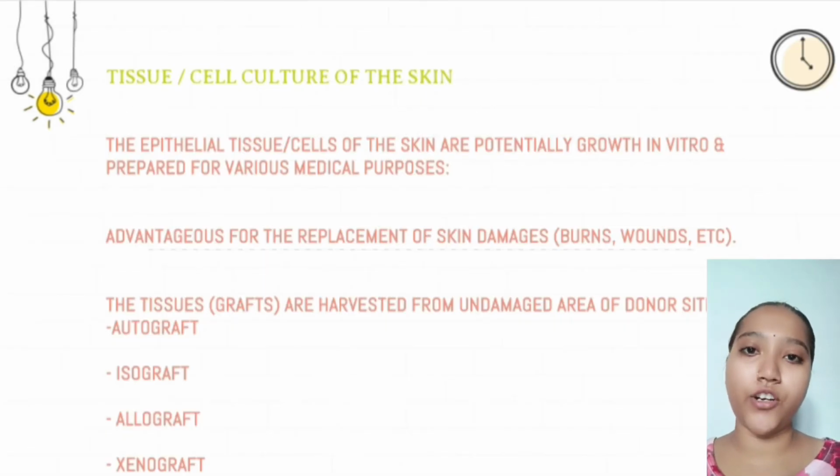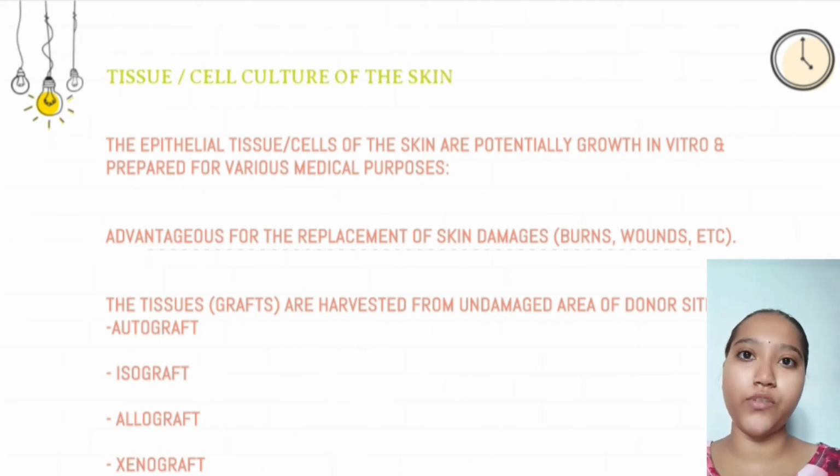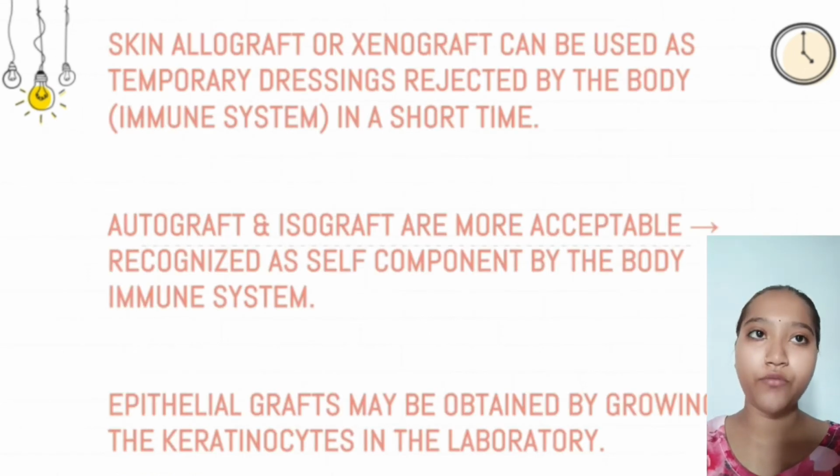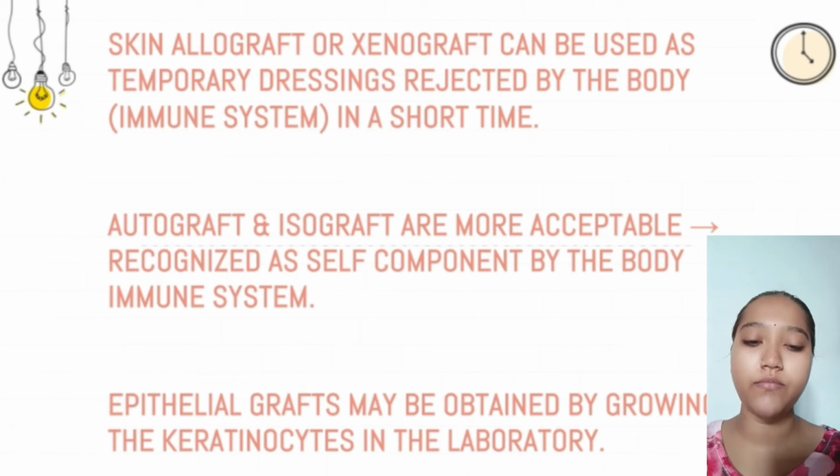Tissue cell culture of skin. The epithelial tissue cells of the skin can be grown in vitro and prepared for various medical purposes, advantageous for the replacement of skin damaged by burns, wounds, etc. The tissue grafts are harvested from an undamaged area of the donor site. Autograft, isograft, allograft, xenograft. Skin allograft or xenograft can be used as a temporary dressing, rejected by the body's immune system in a short time. Autograft and isograft are more acceptable, recognized as self-components by the body's immune system.